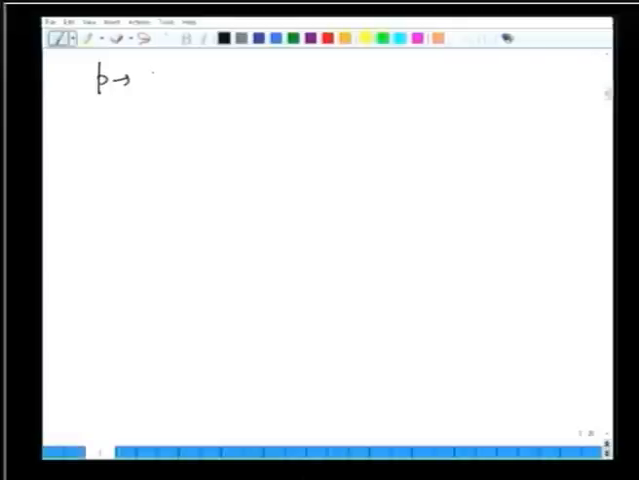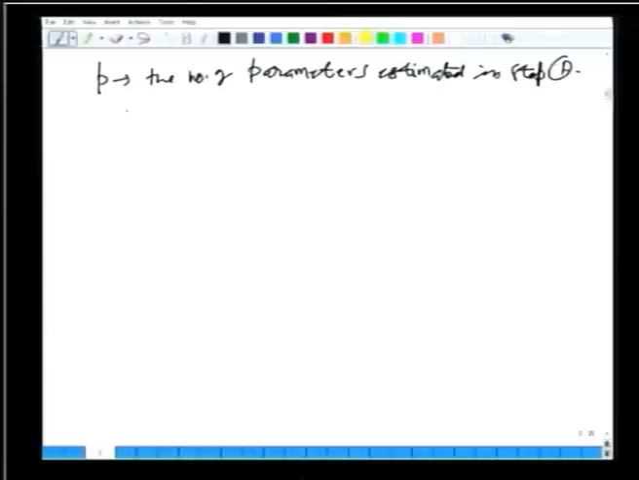P is the number of parameters estimated in step 1. Okay. And K is the number of classes we have already defined. All right. Now we have defined K minus P minus 1 as the degrees of freedom.